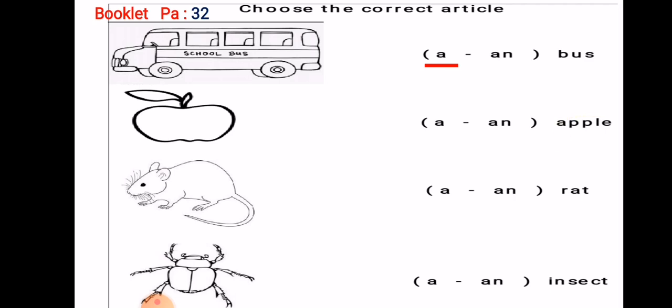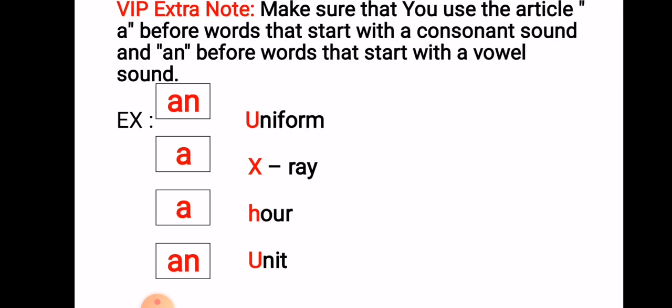And here, apple. I need you to check our starting letter, which is letter A. Super answer. Letter A is one of our vowels. So, an apple. And here, rat. Our starting letter is letter R. Super. A rat. And finally, insect. As you can see, letter I, very good, is one of our vowels. So, an insect. Super, Kg2.